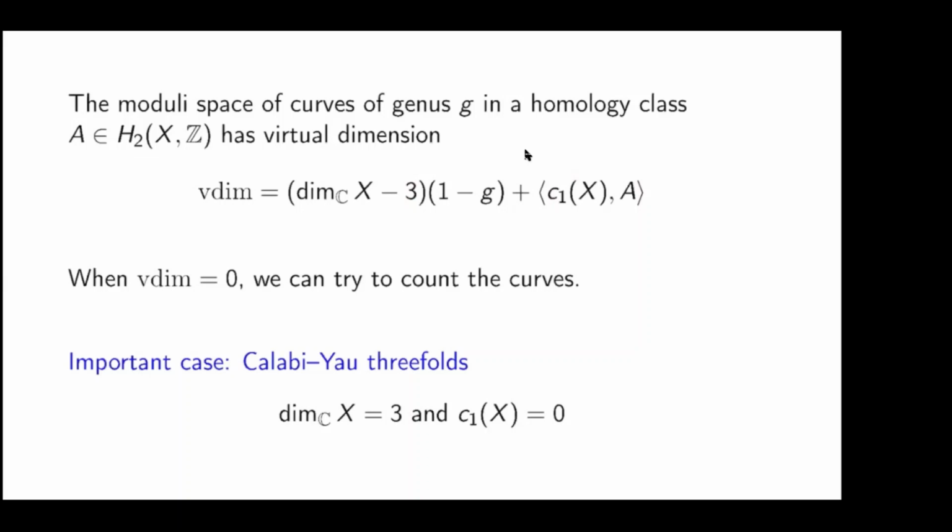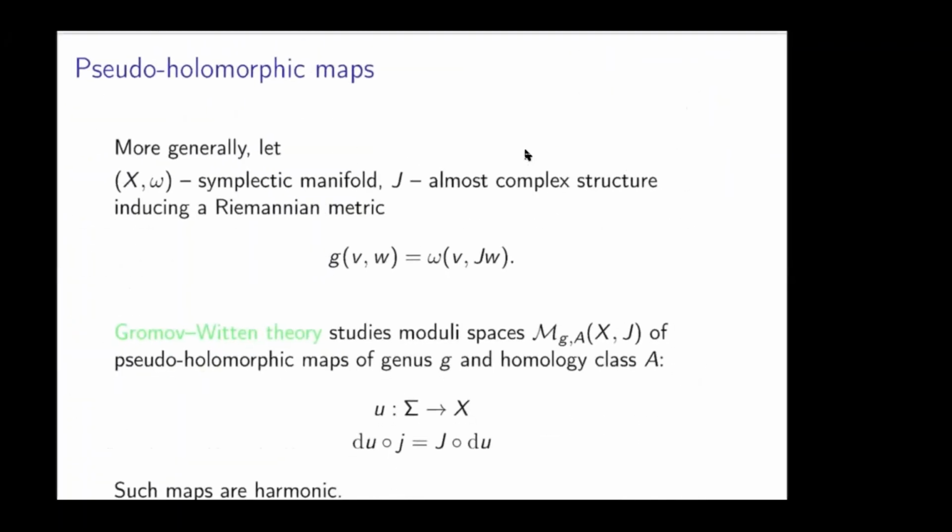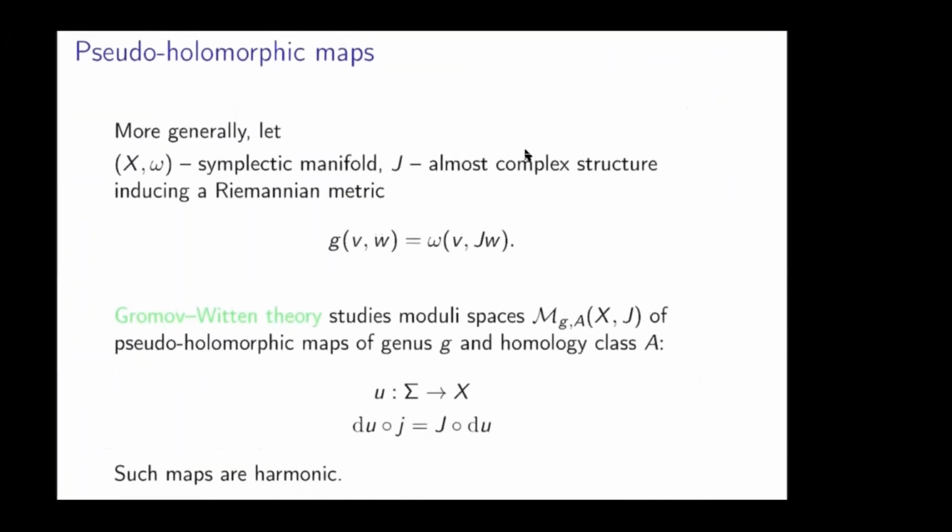Of course, that doesn't mean that the moduli space of curves is actually a 0-dimensional manifold. And this is a big problem in this theory. In what sense do you count the curves if the moduli space is actually not of expected dimension? One way to solve this problem is through Gromov-Witten theory. So let me zoom out.